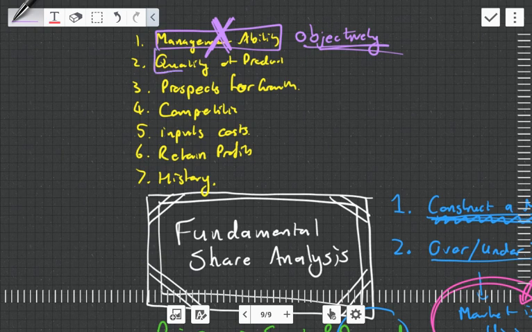Quality of product. Well, if you had to choose between two companies, McDonald's or a fine dining company, chances are McDonald's will outperform that fine dining company. They've just got better distribution, a better system, they're just a more aggressive business. Yet the quality of the product of the fine dining is much better than the quality of the product from McDonald's. So I don't really think quality of product is that important.